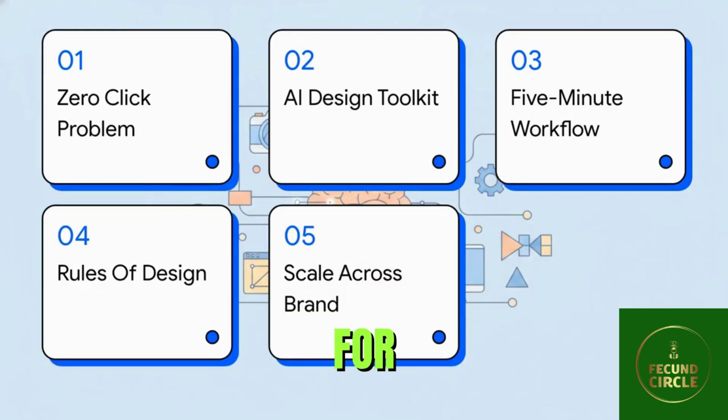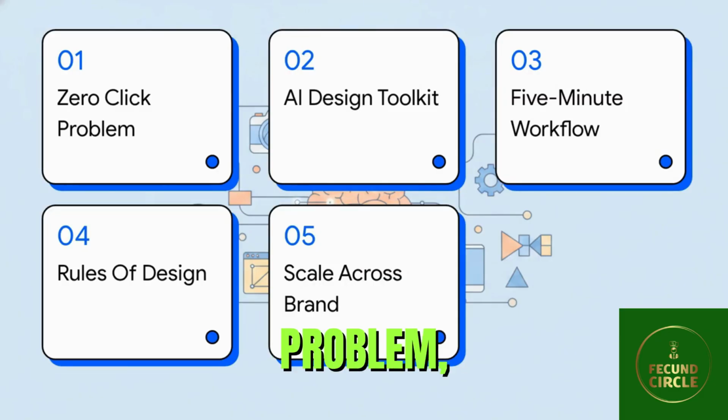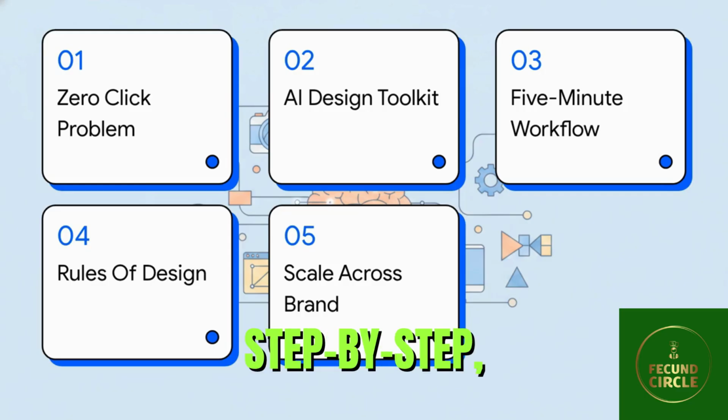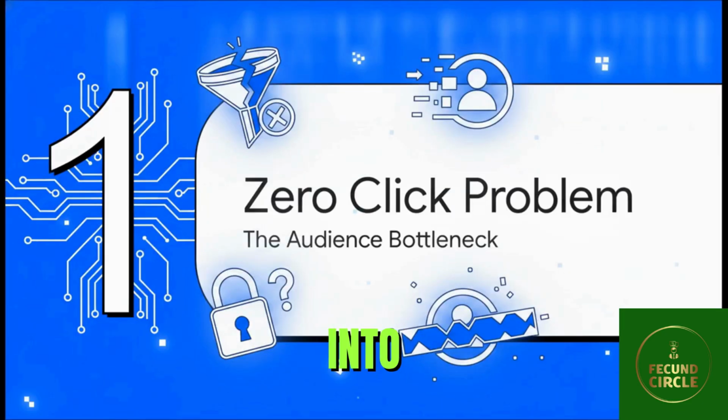Okay, so here's the roadmap for our briefing today. We're going to start by diagnosing the painful zero-click problem, then we'll build out your AI design toolkit. After that, we'll walk through the actual 5-minute workflow step by step, review a few golden rules of design, and finally, look at how you can scale these assets across your entire brand. All right, let's jump right into section 1, the zero-click problem.